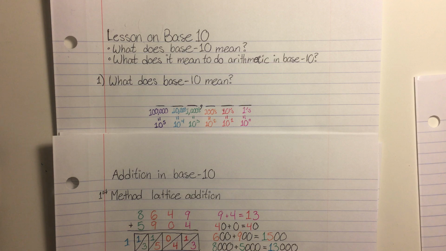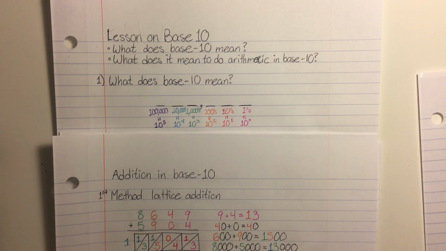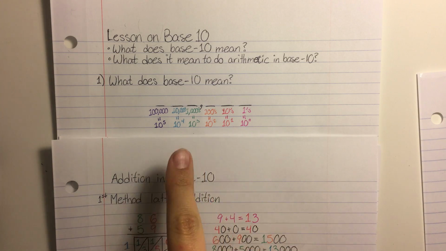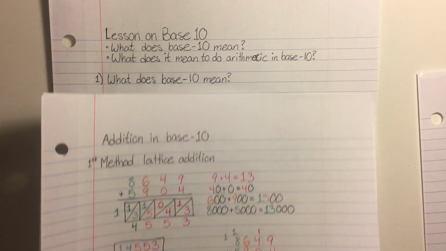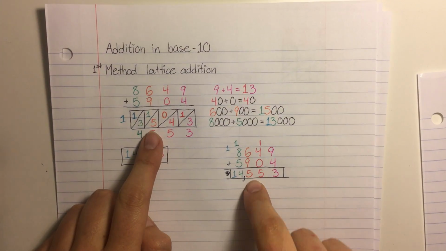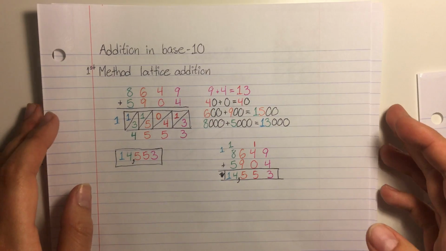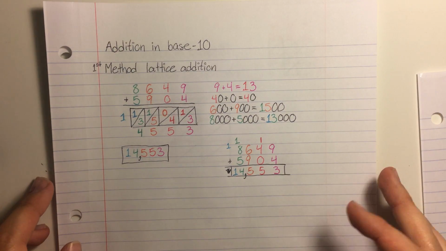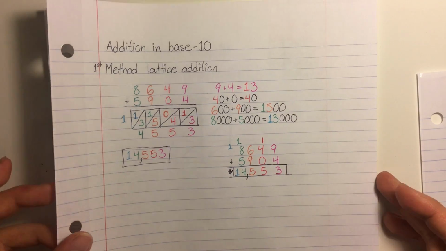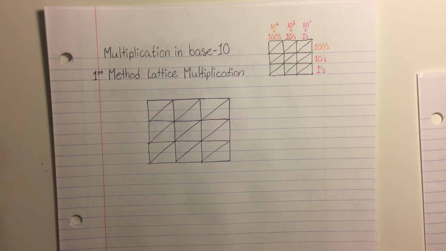So what we already went over is what base 10 means, right? It's the place values, all 10 to the 0, 1, 2, 3, and onward. And then we went over some lattice addition and how it's actually the same thing as our normal addition. It just helps us kind of know what's going on with those place values. So I told you I'd be back, and now we did addition for our arithmetic in base 10, and now we're going to do some multiplication in base 10.